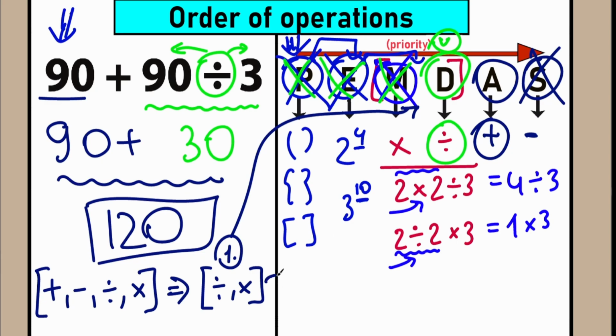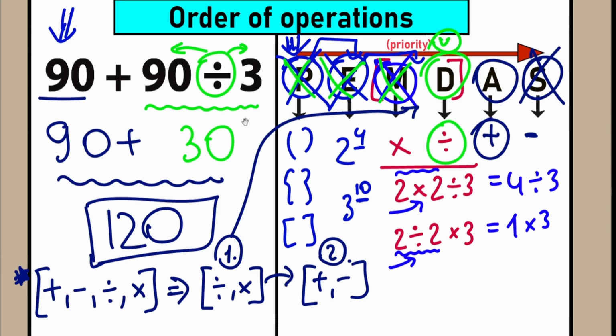Okay, and after division and multiplication, we need to evaluate the expression with addition and subtraction signs. So division and multiplication first, addition and subtraction second. So right now 120 is a correct answer. I really hope you understand this hint right here, these tips.